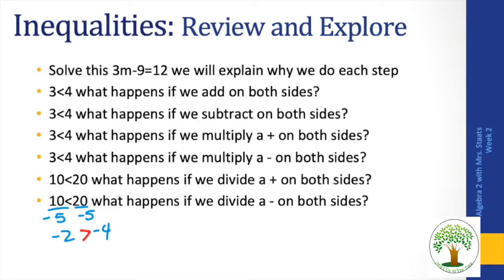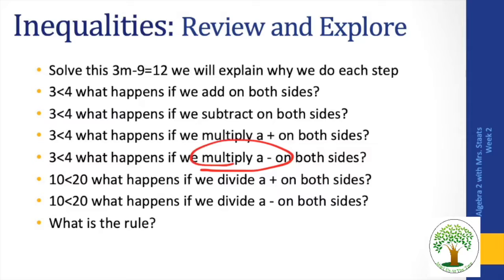We had to flip the inequality around when we did 2 things, when we multiplied by a negative and when we divided by a negative. So we need to keep that in mind. When we're multiplying or dividing by negatives, we must switch the inequalities around. So the rule is that when we multiply by a negative or we divide by a negative, we must switch the inequality around.